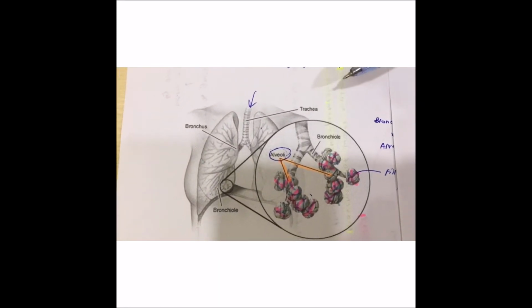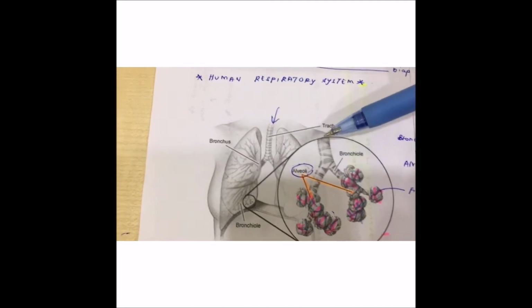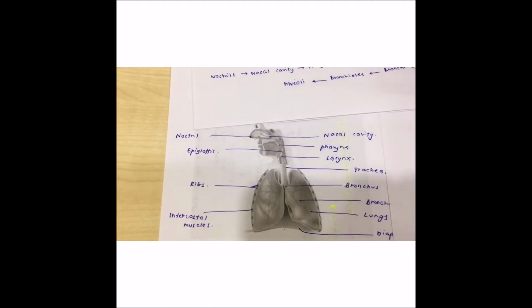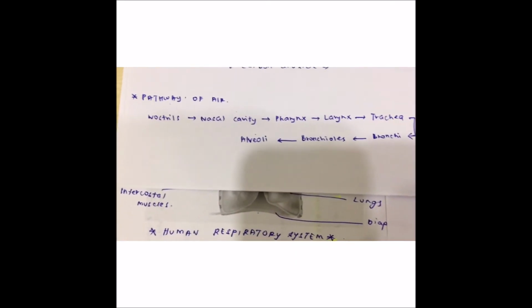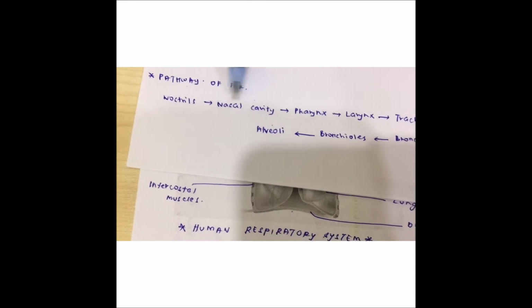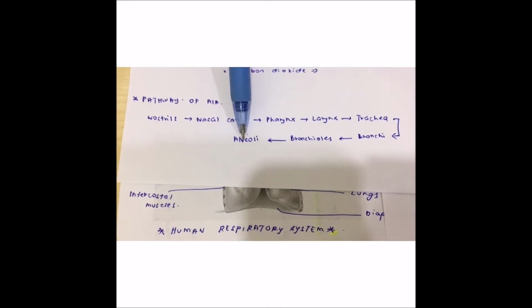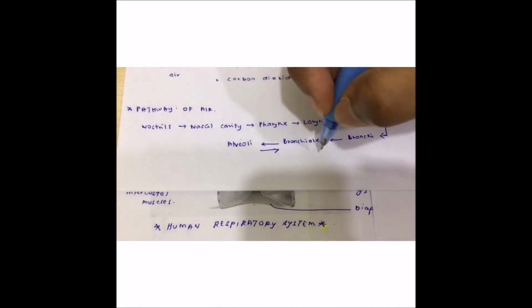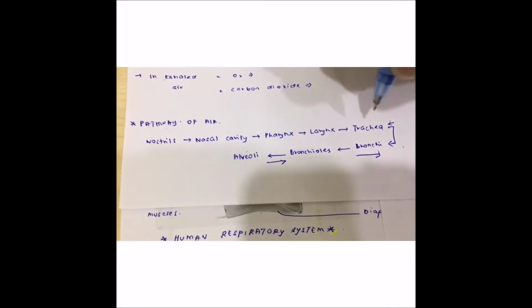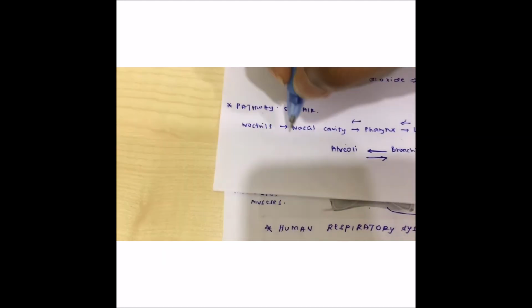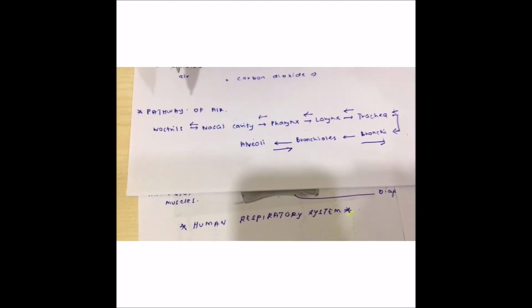As for exhalation, it's just the opposite. From the alveoli, it goes back to the bronchiole, bronchus, trachea, larynx, pharynx, nasal cavity, and the nostril. So you can see here we have the pathway of air from nostrils, nasal cavity, and then to the pharynx, to the larynx, trachea, bronchi, bronchioles, and alveoli for the inhalation pathway, and totally opposite from alveoli to bronchioles, from bronchioles to the bronchi, from the bronchi back to the trachea, from the trachea to the larynx, from the larynx to pharynx, pharynx to nasal cavity, and out through the nostril. So these are for the exhalation pathway.